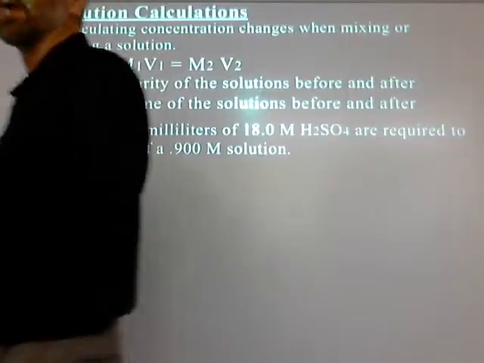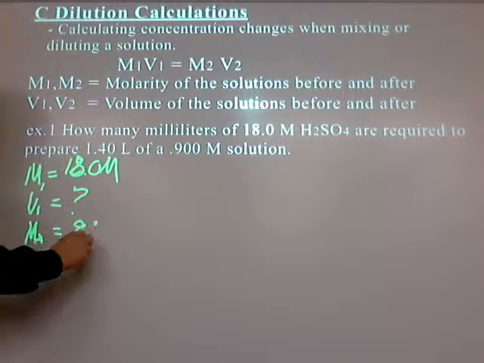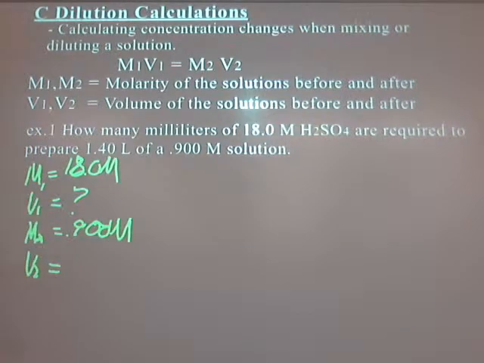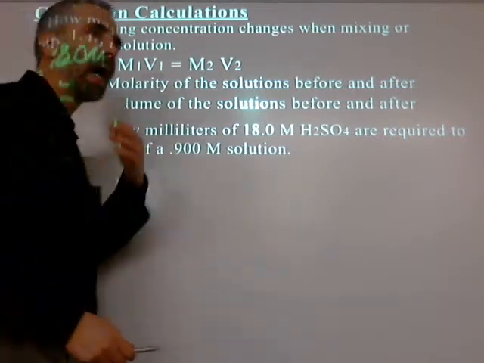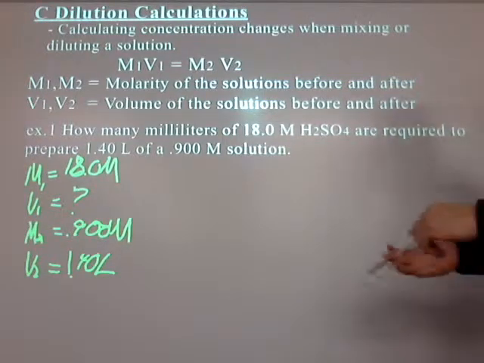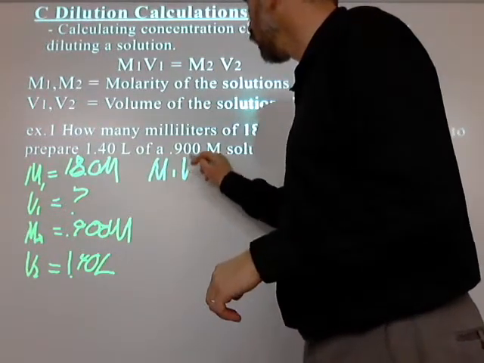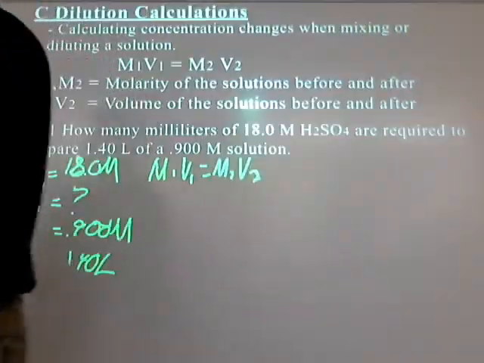Now, M2, what I want it to be is what? What do I want the new solution to be? 0.900 molar, correct. And the V2, my new volume, how much of it do I need? 1.40 liters. Got it? All right, good. So let's do the problem. M1, V1, M2, V2. What am I going to do to both sides?